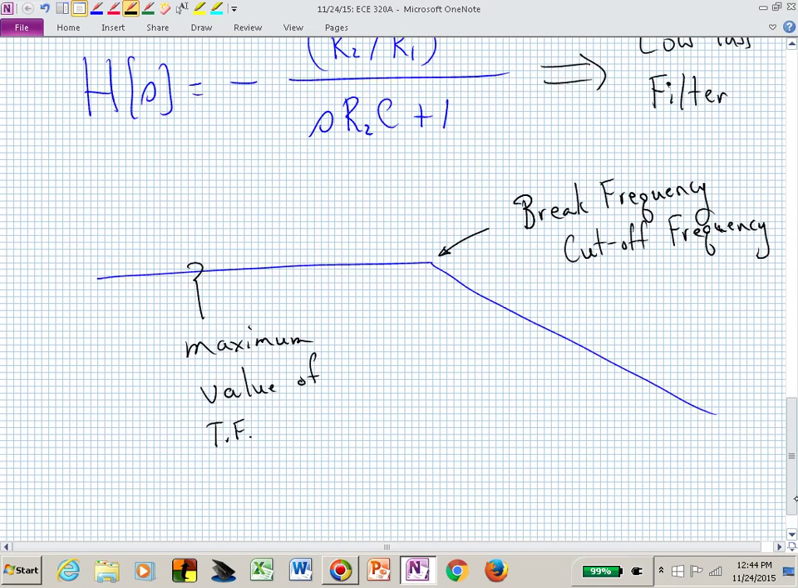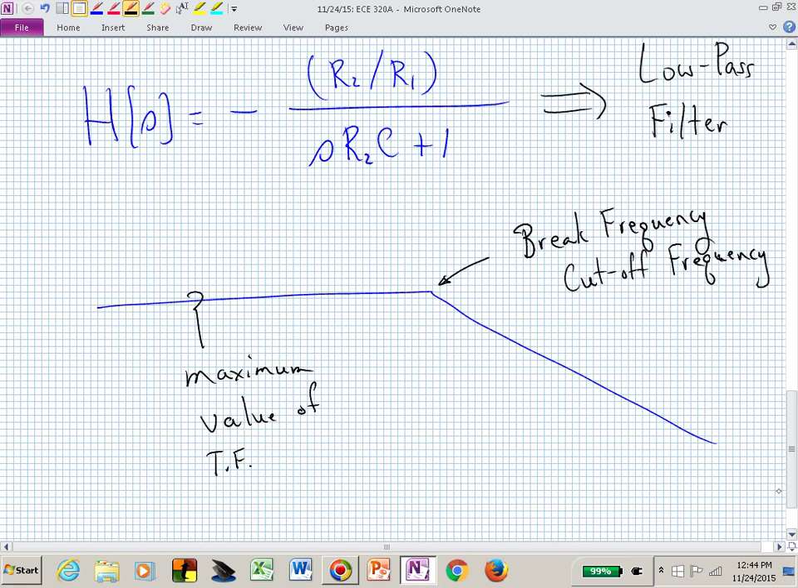And where does that occur? Where is the smallest value of our denominator happening? For what frequency is our denominator the smallest? At DC. So this is the transfer function at DC, or we're now looking at H of 0.